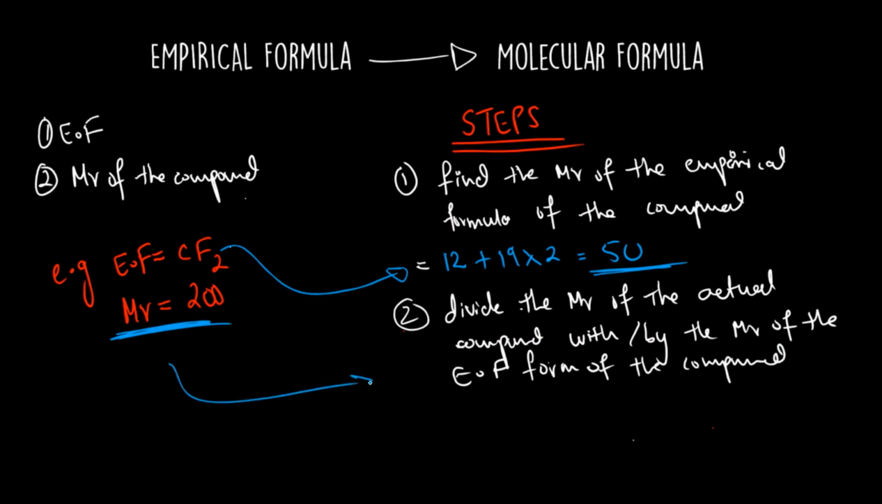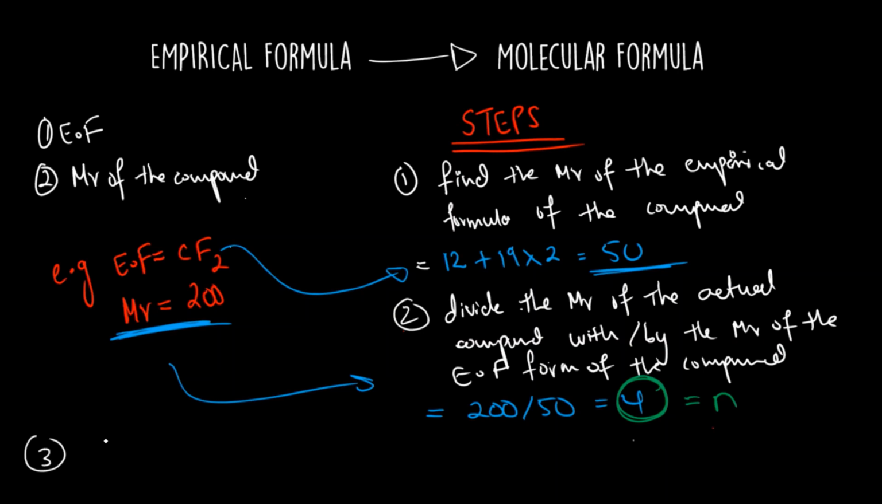What would that look like? That basically means that I'll divide 200 by 50, and that gives me 4. Now what does this 4 mean? This 4 right here is what we call N, and I'll get to that later. Okay, but the third step over here, I'll write it down here.